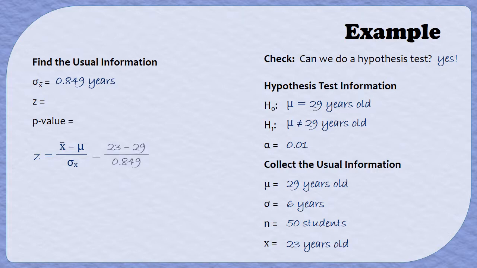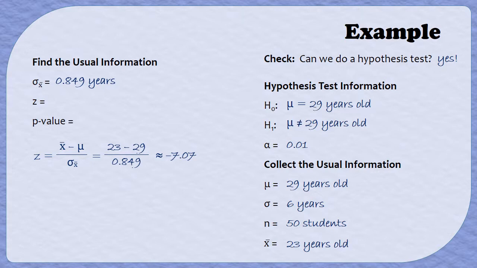So I plug in my values. This is going to be 23, since that was the x bar, minus 29, because that was mu, and we're going to divide that by the standard error of 0.849. And we were told to round to the nearest thousandth, so if I went to the nearest thousandth here, this would be fine. I chose to go to the nearest hundredth because it's a z-score. So I put my z-score as a negative 7.07.